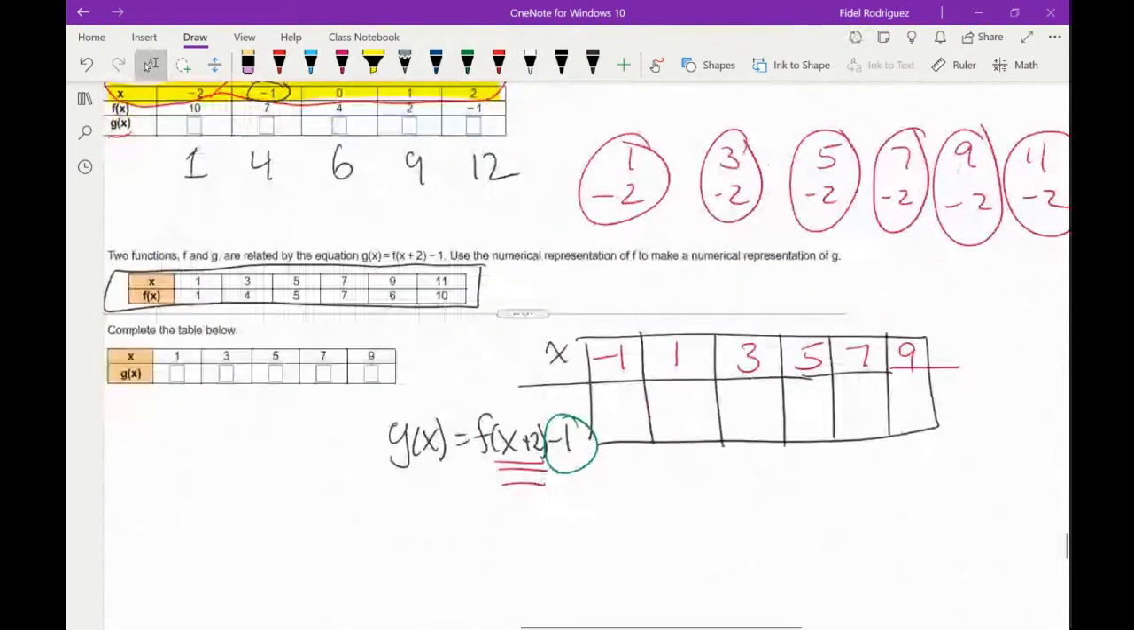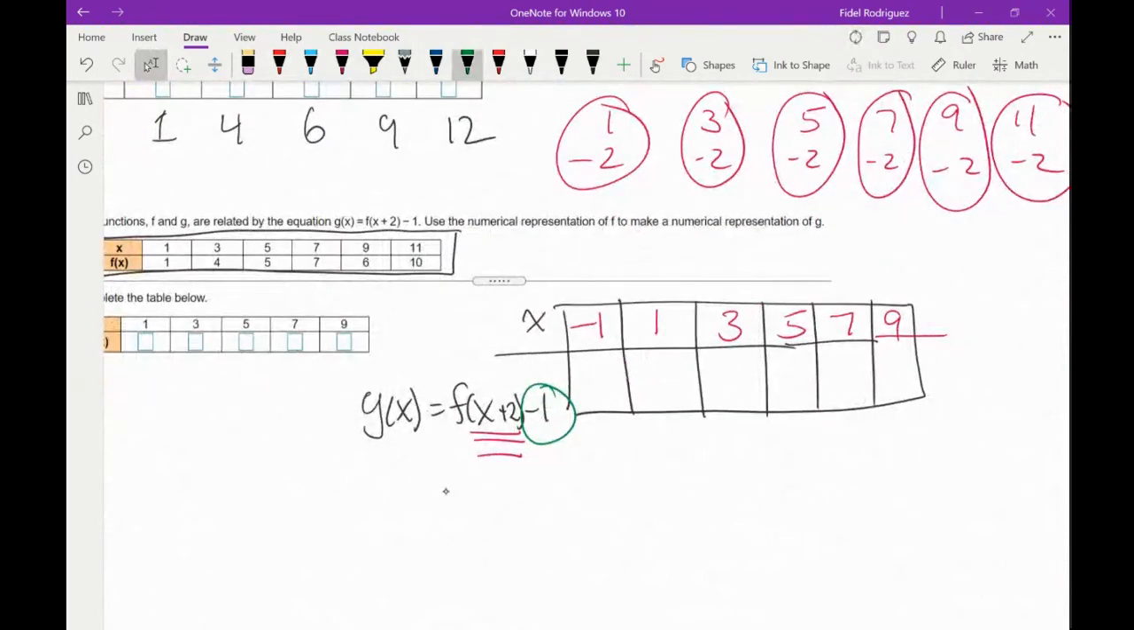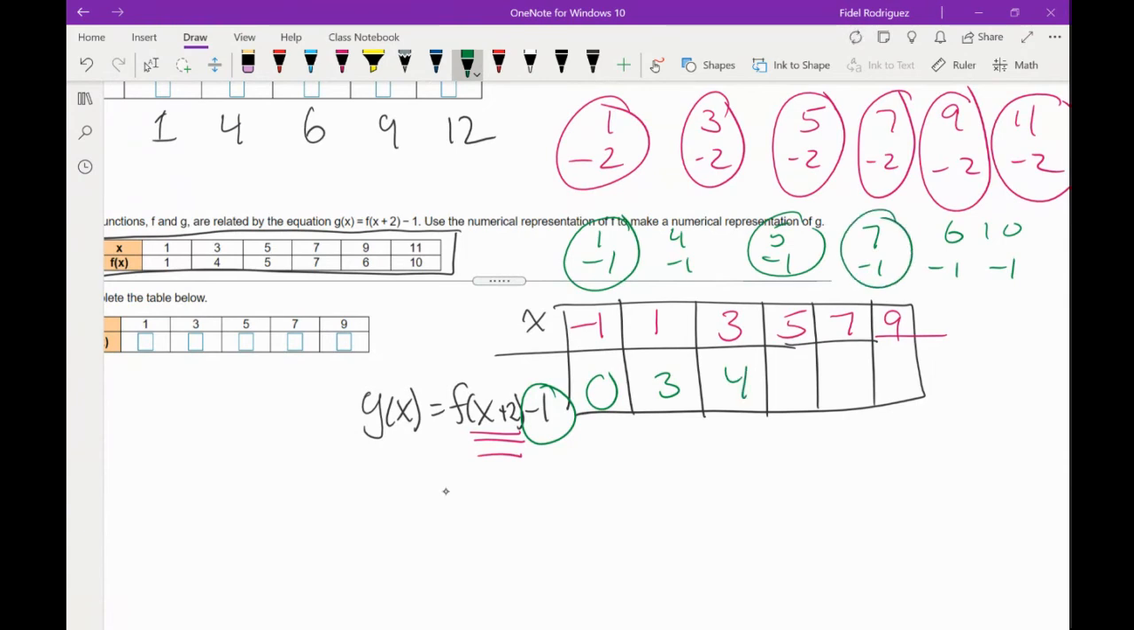And I say, look, I'm going to write down my y values. So my y values are 1, 4, 5, 7, 6, and 10. And we're going to subtract 1 from each of those. Okay? What's 1 minus 1? 0. 4 minus 1? 3. 5 minus 1? 4. 7 minus 1? 6. 6 minus 1? 5. 10 minus 1? There you go.